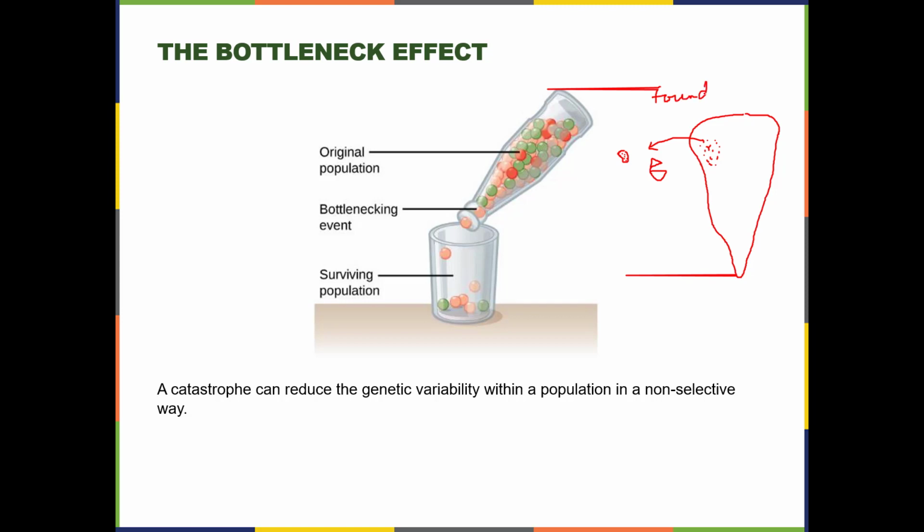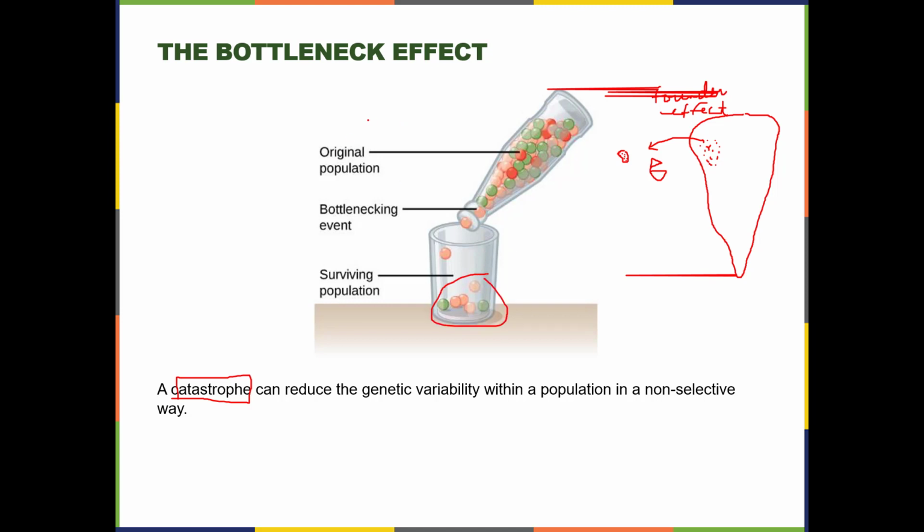The founder effect is more about a group moving from one area to another, and the new group doesn't represent the exact allele structure of the original group. The bottleneck effect is more associated with some kind of massive catastrophe that causes the original group to get down to just a few individuals.